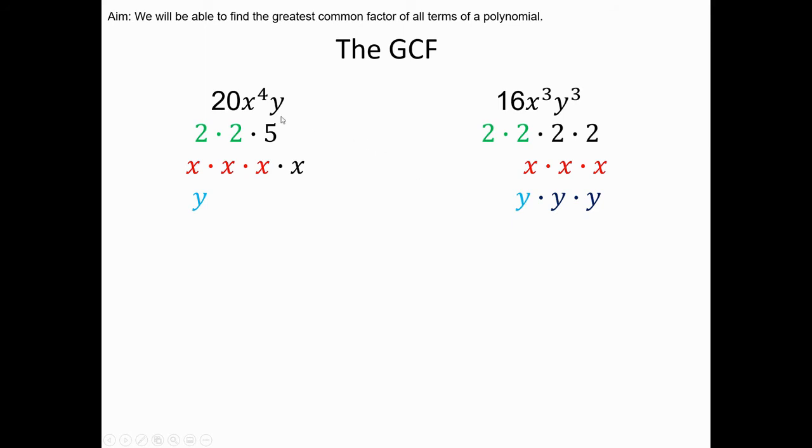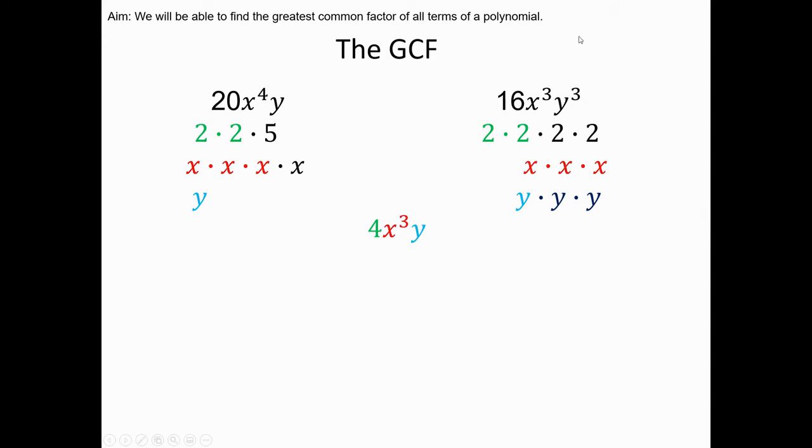So look at this, guys. They both have 2 times 2, right? They both have 3 x's. They both have a y. Let's put that together slowly. 2 times 2 is 4. x times x times x is x to the 3. And then we have a single y. And this would be the greatest common factor of these 2 terms.